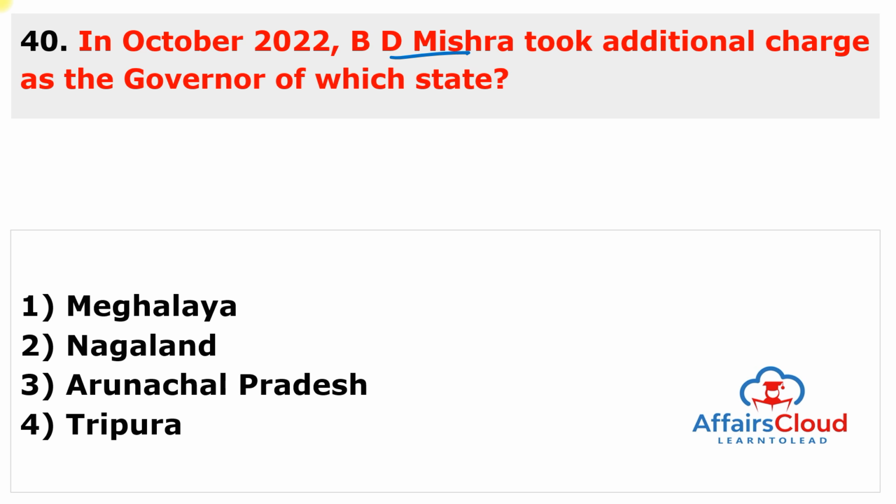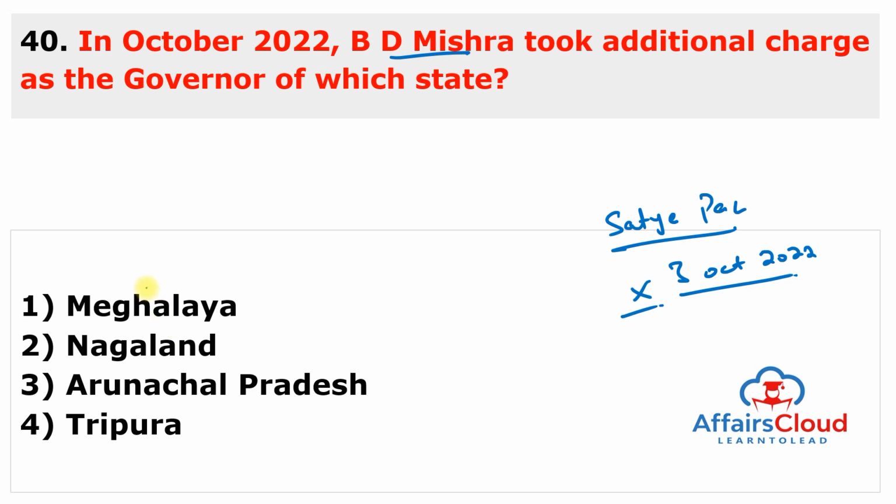In October 2022, B.D. Mishraji took additional charge as the governor of which state? Earlier the governor of this state was Satyapal Malikji. Satyapal Malikji's tenure ended on 3rd October 2022, but his tenure was not extended. So B.D. Mishra took the additional charge of this state, and this state is Meghalaya. So the answer to this question is 1.